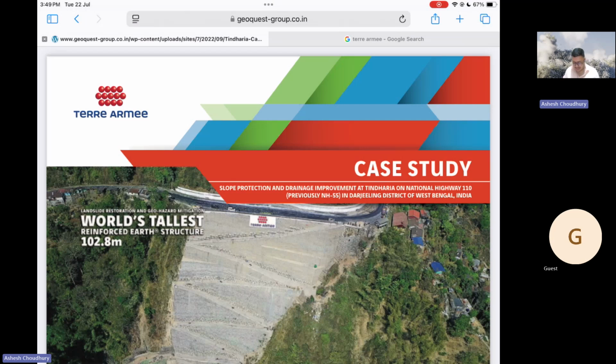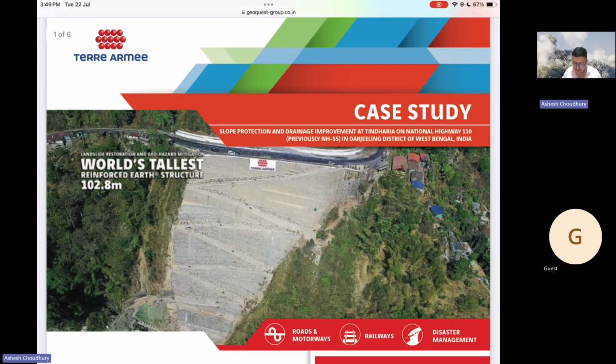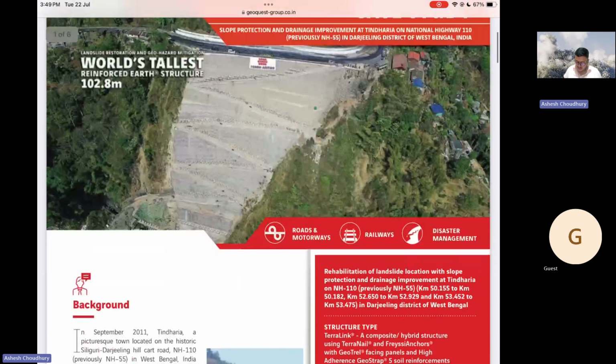The height of the structure is 102.8 meters, the world's tallest reinforced soil structure.